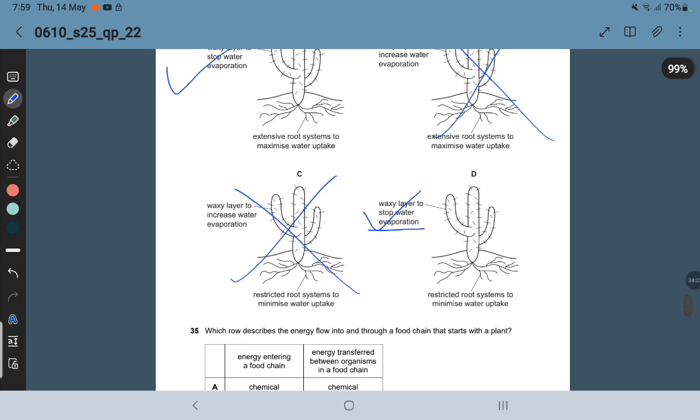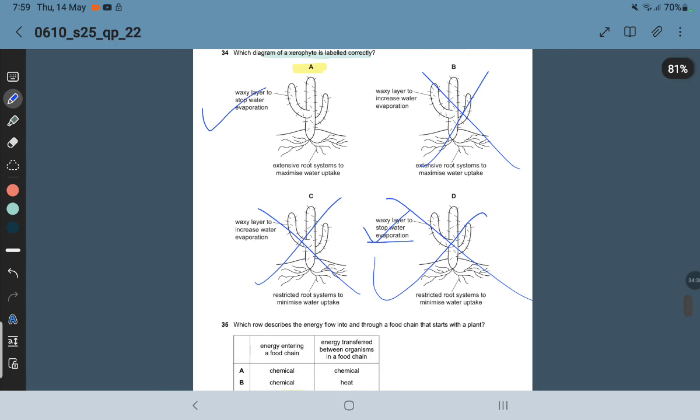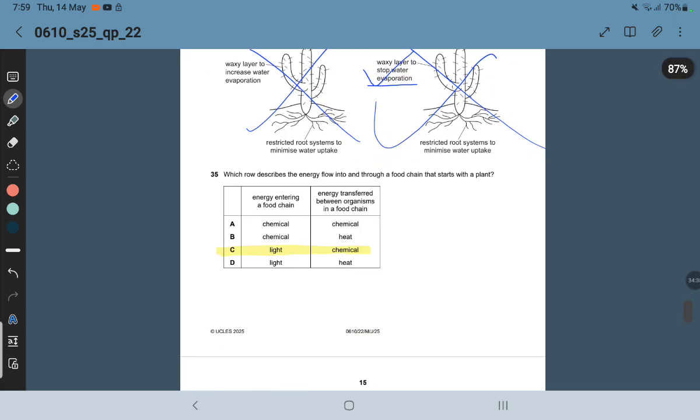Now, it's saying here extensive root system to maximize water uptake, or extensive root system to minimize water uptake. So this will also be incorrect, because we want to absorb more water and at the same time reduce the water lost. So 34, it will be A.